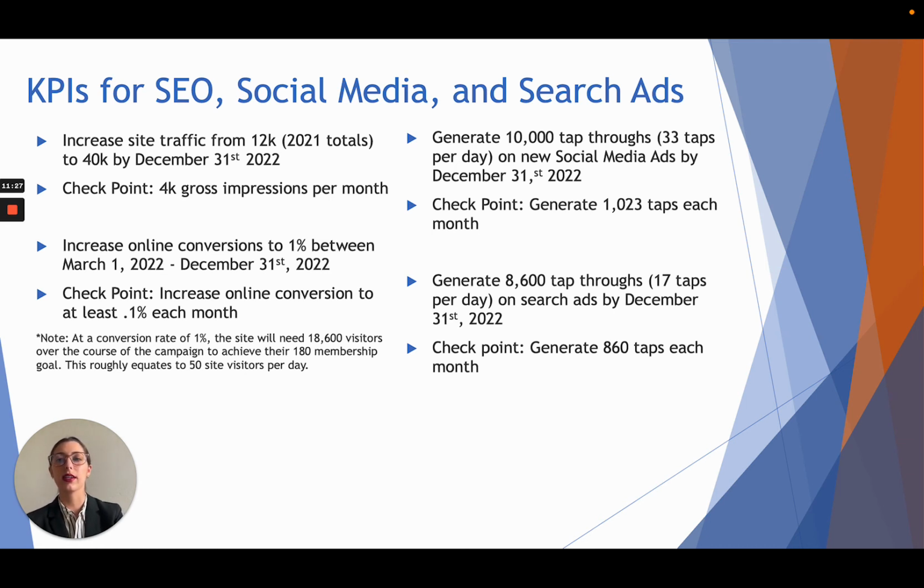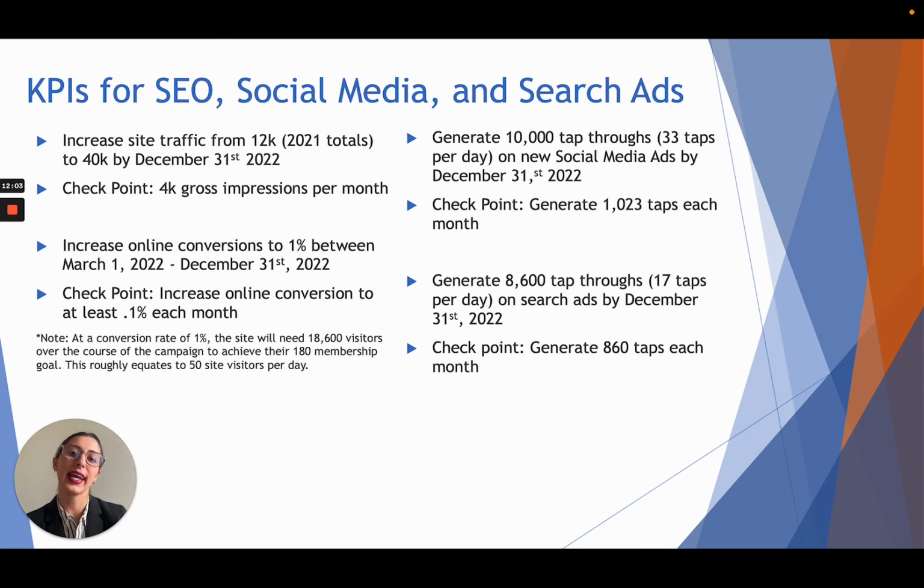And then our second KPI is to increase online conversions to 1% between March and December. And again, a checkpoint can be made to increase online conversions to at least 0.1% each month. And I wanted to note here that with an online conversion rate of 1%, the site would need approximately 18,600 visitors over the course of the campaign so they can achieve that 180 membership goal. So this roughly equates to 50 site visitors per day, which can be split between the social ads and the search ads.